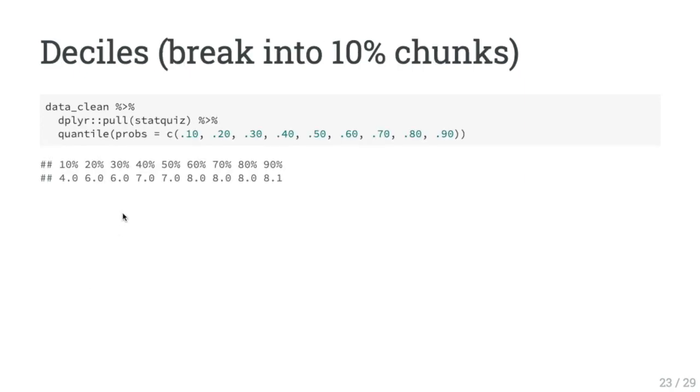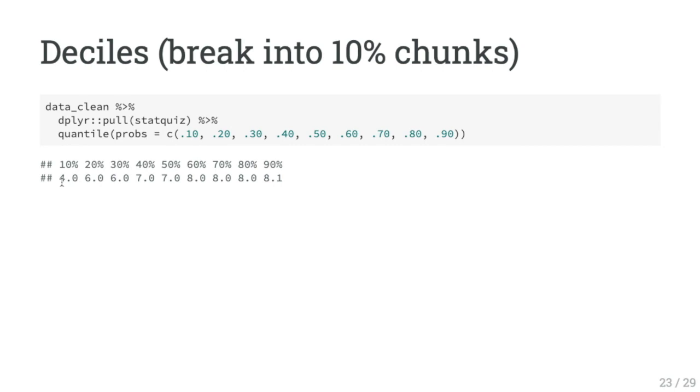We can do this a different way with what are called deciles or quantiles. Here what we're doing is we're taking our data set, pulling out just stat quiz, just that variable, and throwing it into this quantile function. This quantile function allows us to tell it what percentiles we want. In this case, we want it at 10, 20, 30, etc. We want to find out what the values are at each of those points. So if we run this code, we get 10%, 20, all the way up to 90.